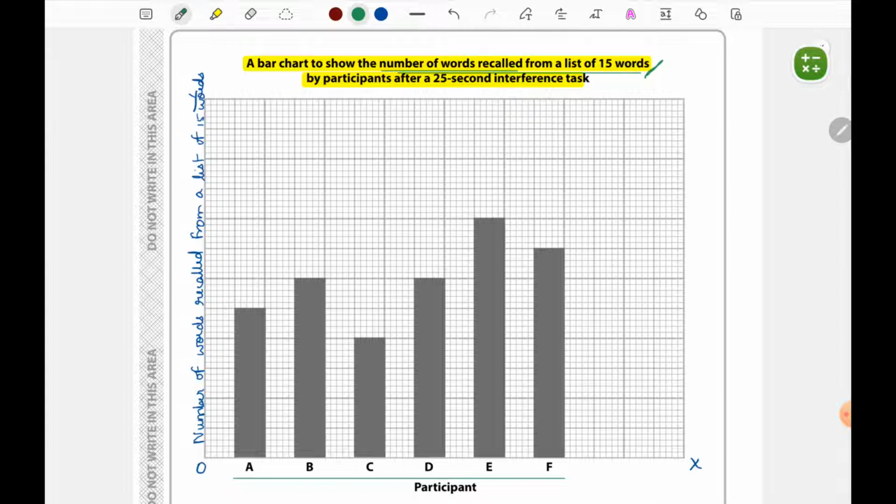Next, we had marked that we will also draw the scale for the y-axis. I've just made a slight mistake here, so I'll just quickly correct that. Okay, what I should have done is I should have just left some space to be able to draw the scale. So I'll just shift the title a little outward quickly. Number of words recalled from a list of 15 words.